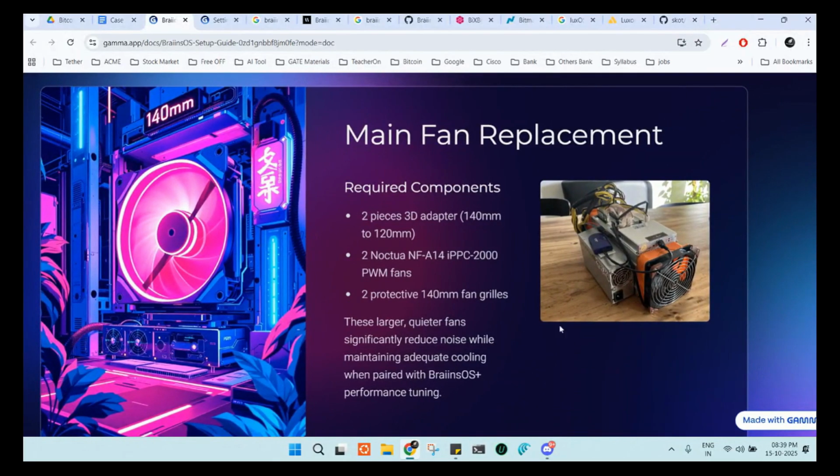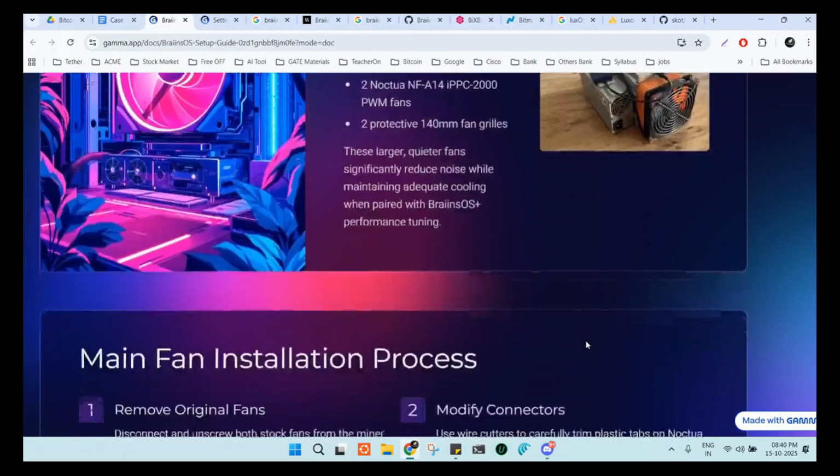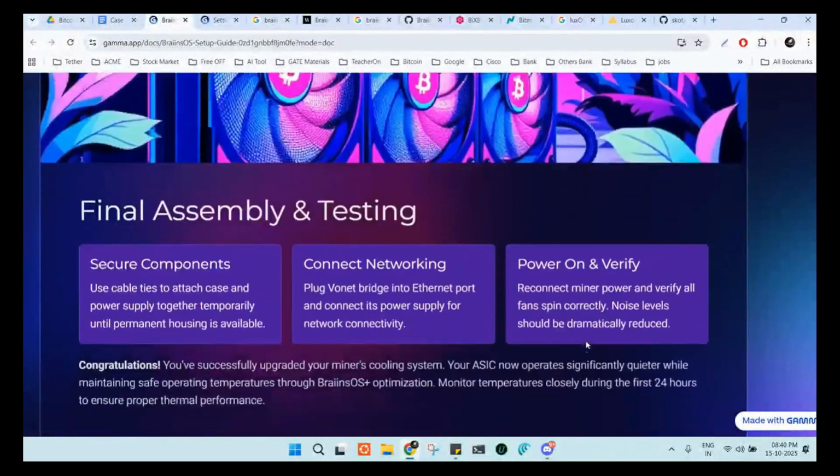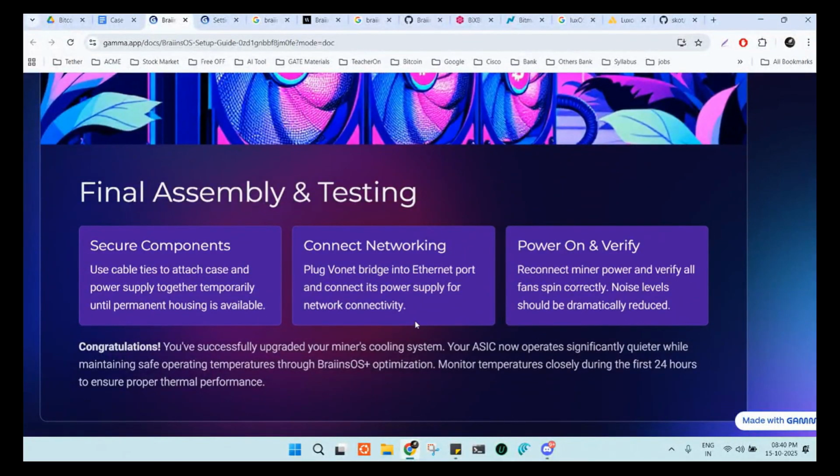If you are using it as a home miner in Braiins OS, you can also use the silent mode. In that, it will work in a highly efficient mode and there will be less fan noise, so maybe less dB of fan noise you will be seeing. Then, the final assembly and all those things. So at least you get the basic idea of how to install a third-party operating system.